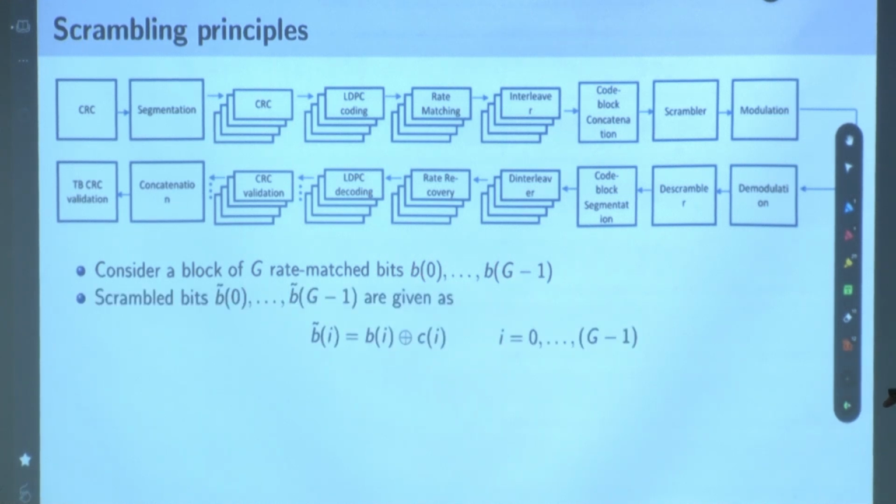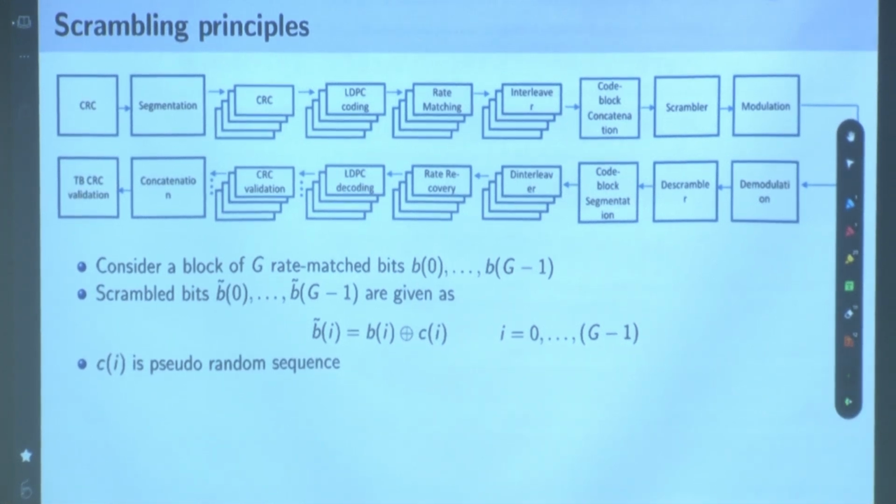Now the scrambled bits, if you recall, how are they generated? You take the input bit sequence b of i, and then we scramble it with this code c of i. And this code c of i is of length G again, because you do the bit level scrambling. This is XORing of the input bit sequence and this scrambling code. c of i is a pseudo-random sequence. A pseudo-random sequence is basically a random sequence, but you exactly know what the sequence is.